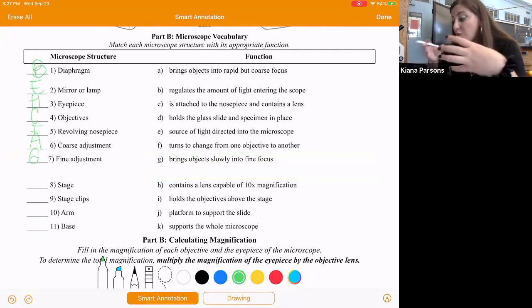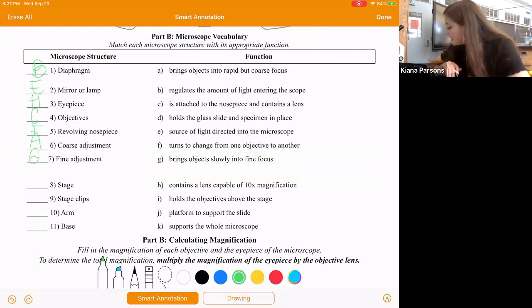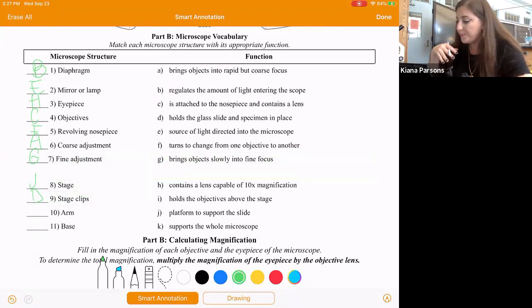Then the stage where you set your specimen, the stage is letter J. It is the platform to support the slide. The stage clips are letter D. They hold the glass specimen in place. Number 10, the arm, is what holds the objectives above the stage, letter I, and the base is letter K, last but not least, that supports the whole microscope.